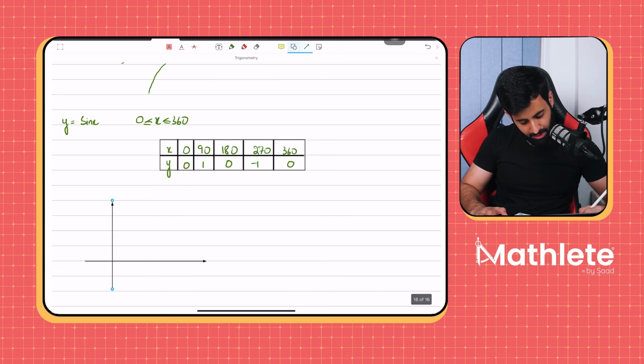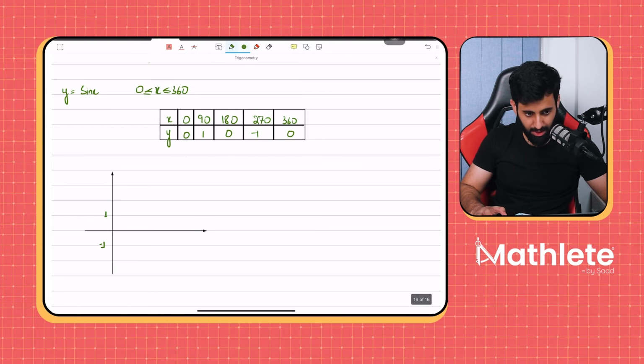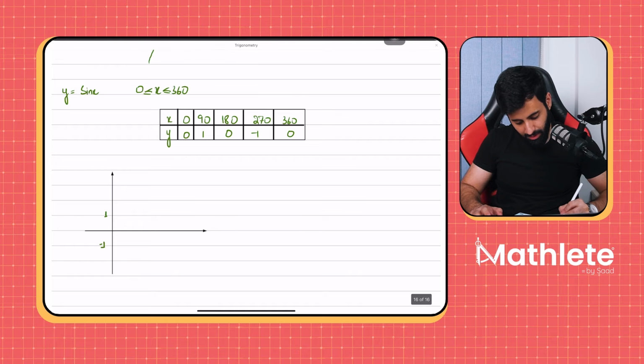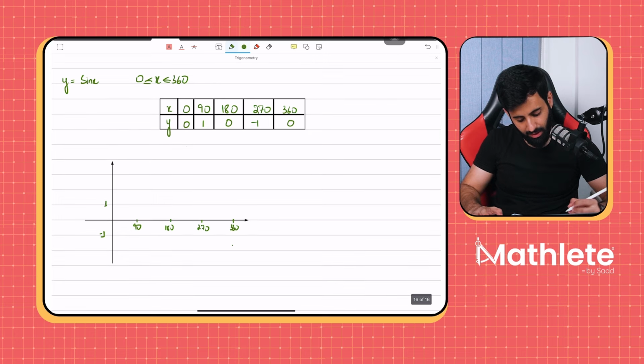Okay. So what's the maximum value? The maximum value you can see is 1. What's the minimum value? The minimum value you can see is minus 1. Okay. And we have taken values after every 90-degree interval. So if this is 360, here's 180, here's 90, and here's 270. Remember, we're making a sketch. Okay. We're not plotting. We're just making a sketch.